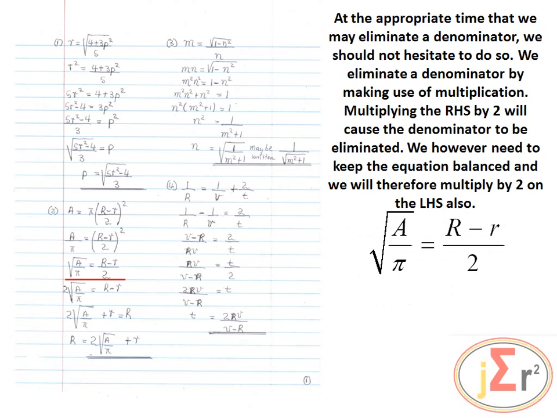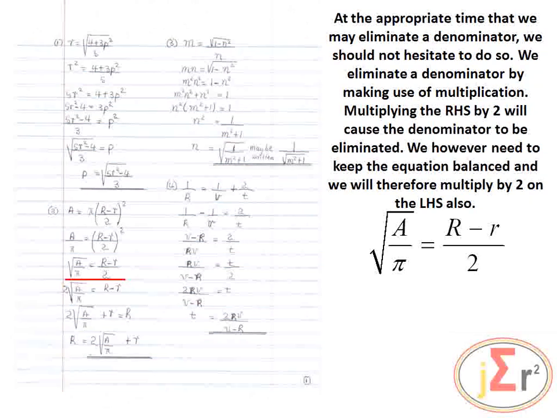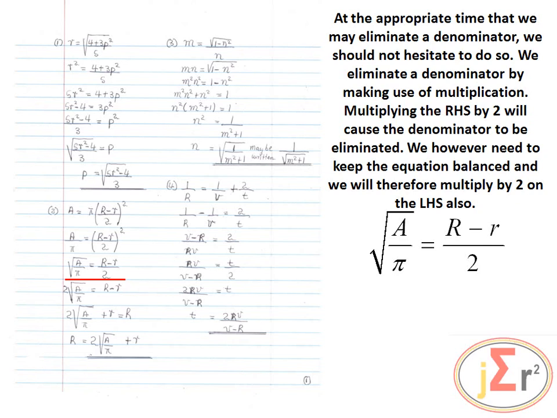At the appropriate time, we may eliminate a denominator, and we should not hesitate to do so. We eliminate a denominator by making use of multiplication. Why? Because a denominator is something that we divide by. So multiplying the right hand side by 2 will cause the denominator to be eliminated.